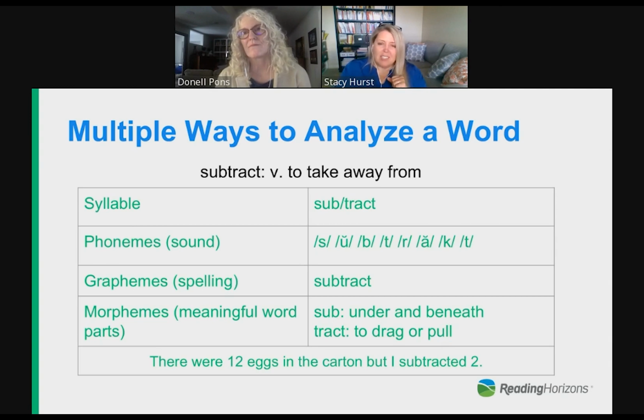So I would use that in a sentence. There were 12 eggs in the carton, but I subtracted 2. I could say that sentence like this too. There were 12 eggs in that carton, but I took 2 out. I took them away. So that's a really important thing to do, to use it in context as soon as you focus on the word.